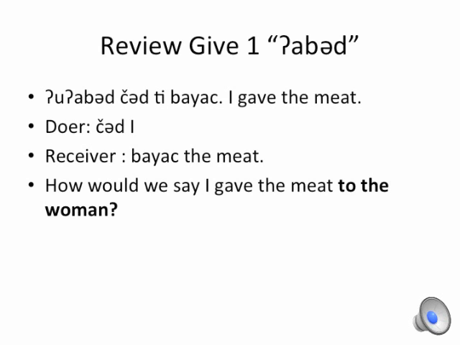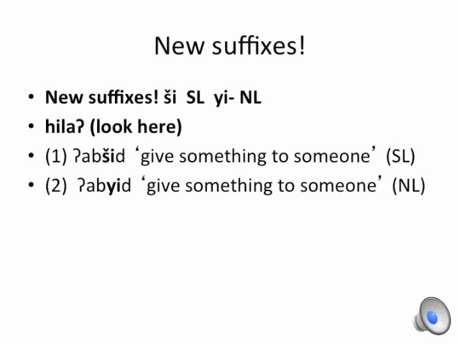O atbid ched ti bayats. I gave the meat. The doer is ched, I, and the receiver is bayats, the meat. So how would we say I gave the meat to the woman? This is where these new suffixes come in.